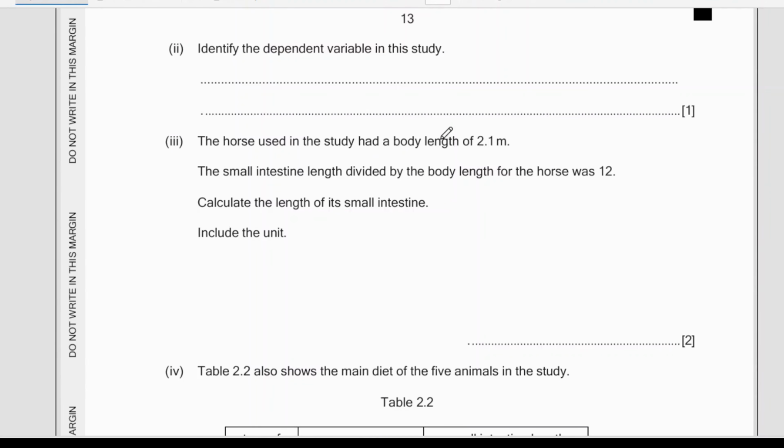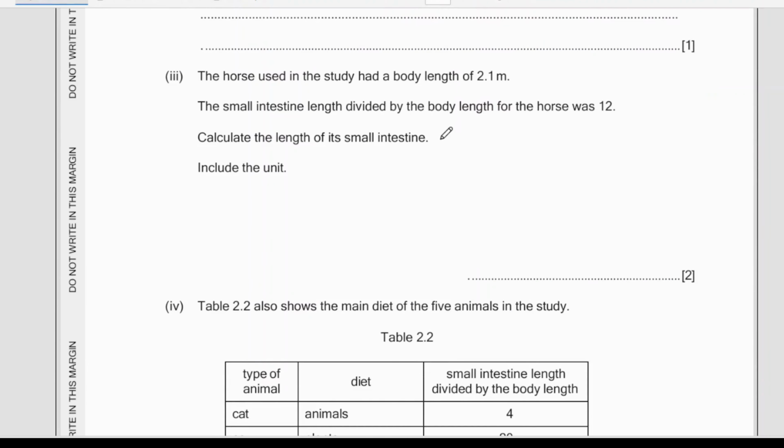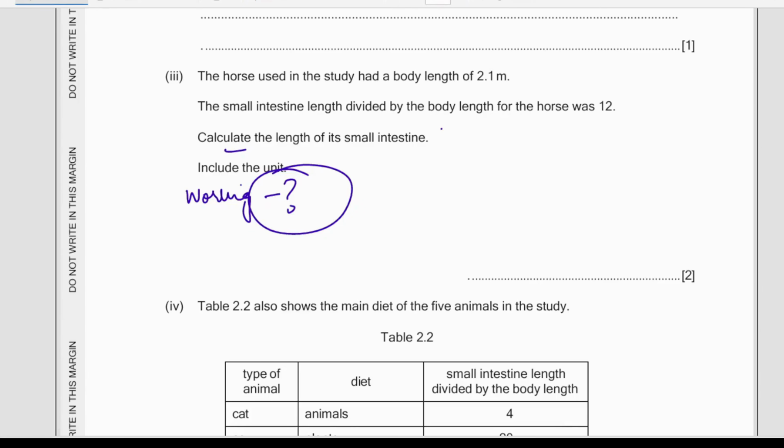The horse used in the study had a body length of 2.1 meter and a small intestine length divided by the body length was 100. Calculate the length of its small intestine. Okay, one more thing. Many students have missed the working. Here working is not written, but if working is written, you need to show the working. There are 2 marks of working and you guys are missing the working. You guys are continuously missing the working part.